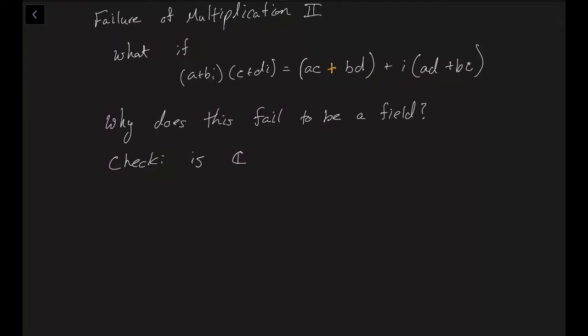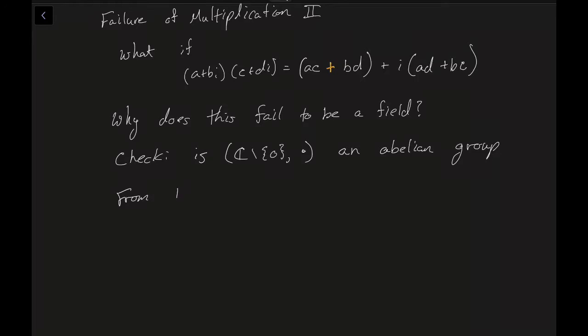So the best and easiest way to do this is to check if C without the 0 element with multiplication is an abelian group. So we're just going to piggyback off of what we did in the previous video with the first failure of multiplication, and we're going to look to see if it fails at the inverse step.